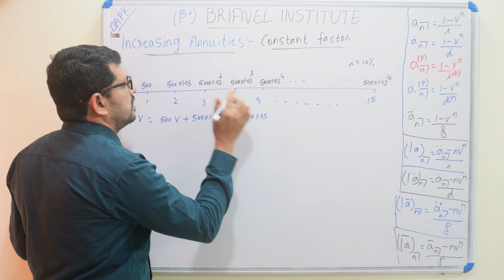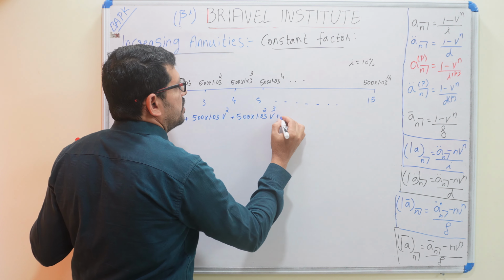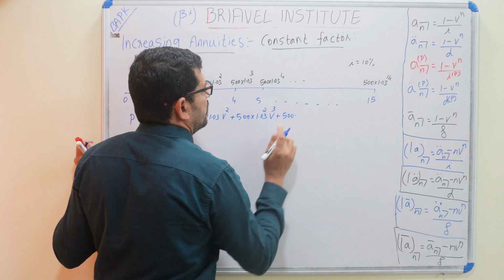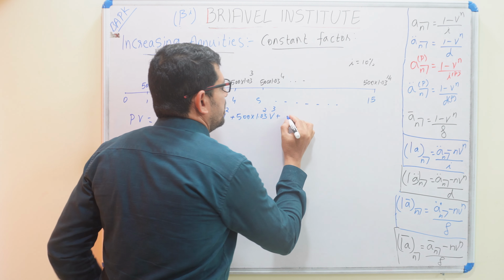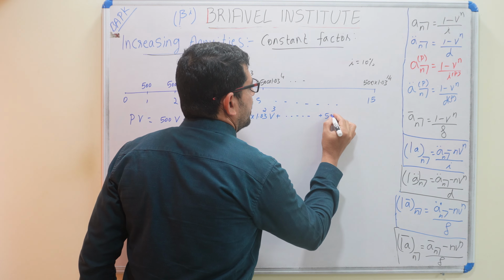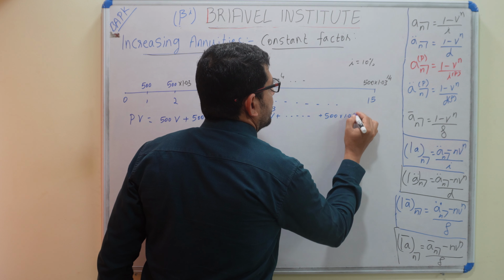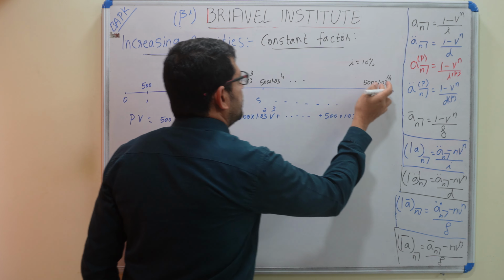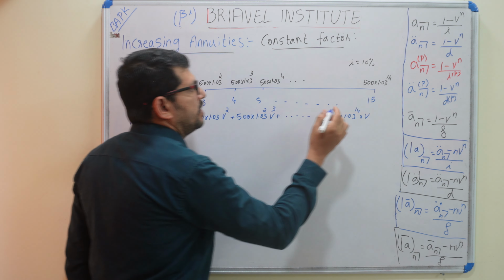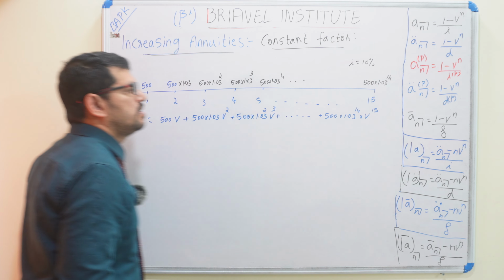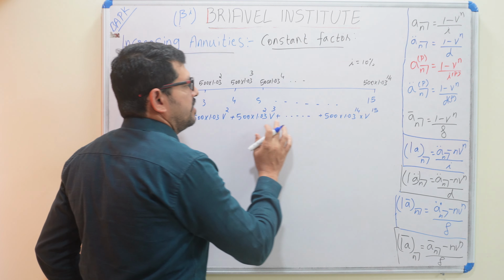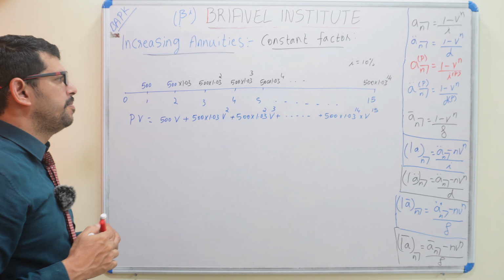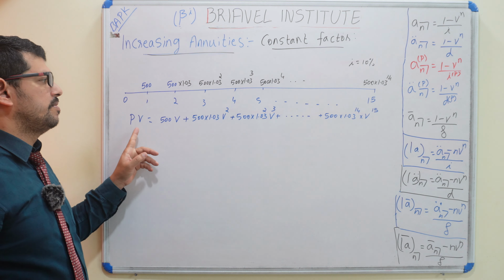times 1.03 squared, and this is the third year taken to here. So it is V cube plus 500 times 1.03 cubed V raised to 4, we can give like that, up to plus 500 times 1.03 raised to 14 multiplied with V. This term is taken to time 0. So V raised to 15. So this is the present value. We need to find out what is the V value, and this is the present value at time 0.